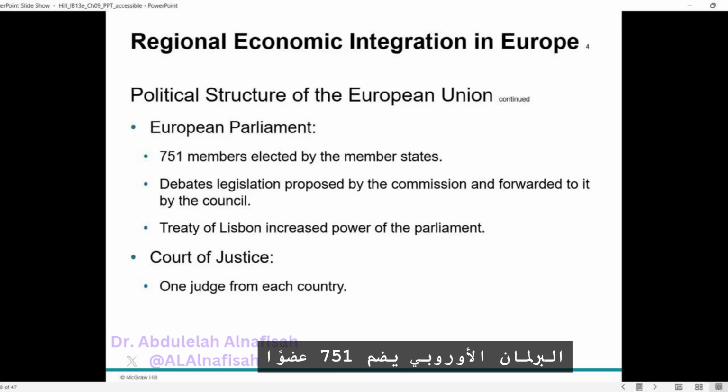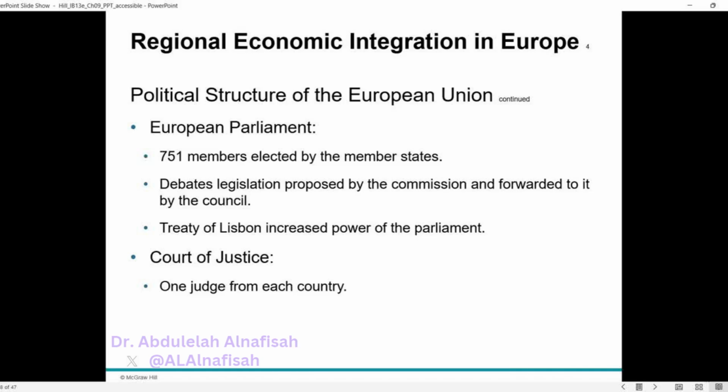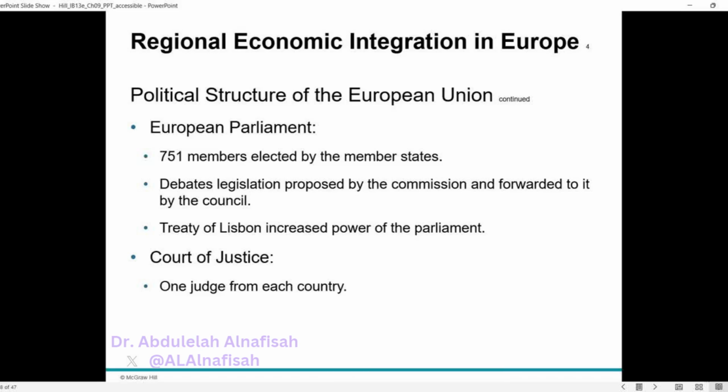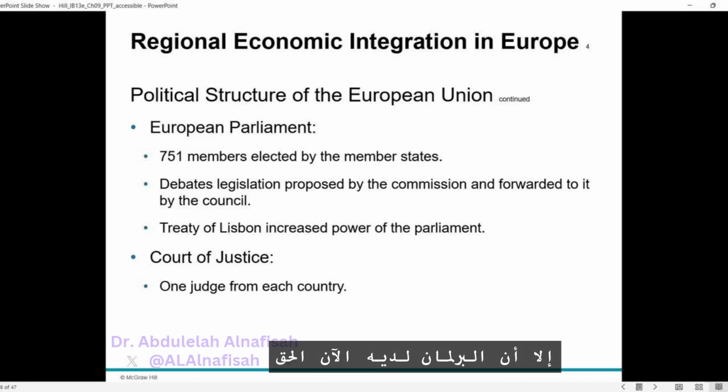The European Parliament has 751 members, directly elected by member state populations. It is primarily consultative and debates legislation proposed by the Commission. The Parliament can propose amendments, although its power has been increasing gradually. The Parliament now has the right to vote on commissioner appointments and veto specific laws.